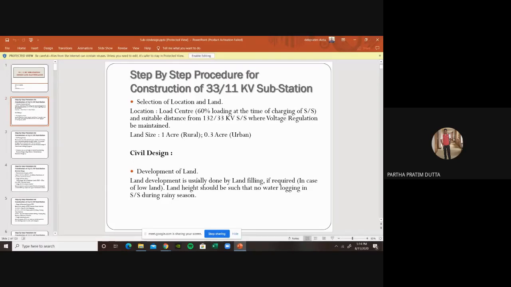Sometimes we drop that substation idea also. But usually we get the locations, not only the exact location, but nearby locations usually found out, and we create a land size of 1 acre for the rural area and 0.3 acre in the urban area. But nowadays we are facing so many troubles. That's why we have a specially designed area like CESC, that 30 meter by 30 meter land size.